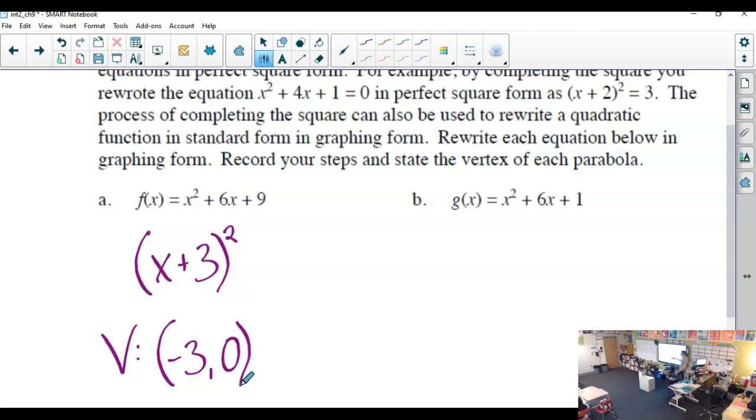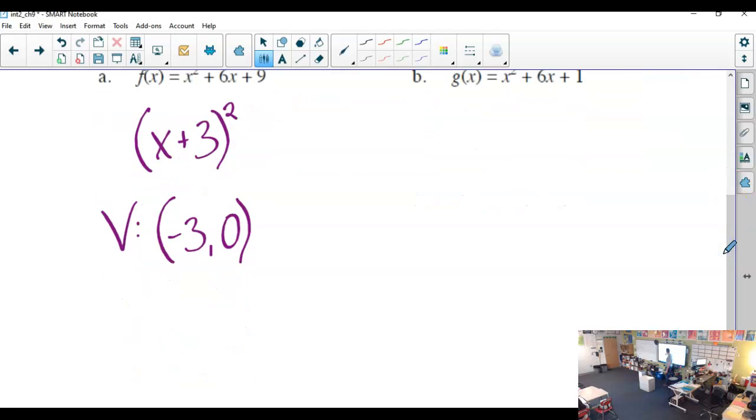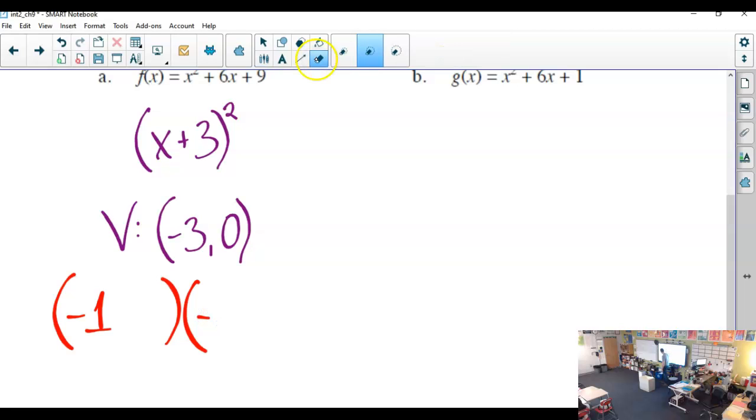My advice, go equidistant from the vertex. So if we're going to graph this, we know negative 3 is our vertex. Find a couple more points by going like -1, -5. Now I should really write these in the other order because that bothers me. And then do 1 and 5 as well.